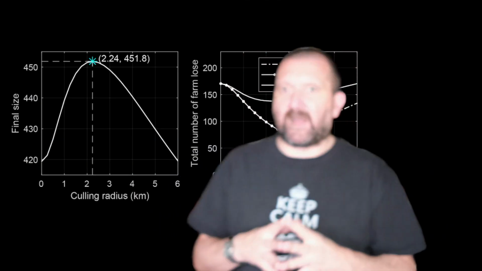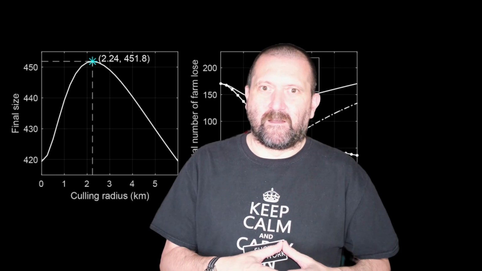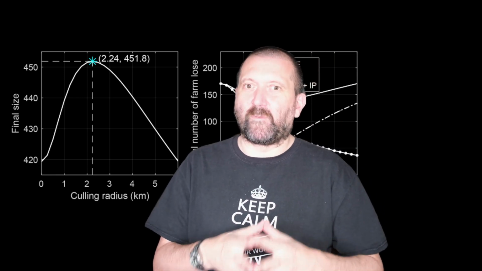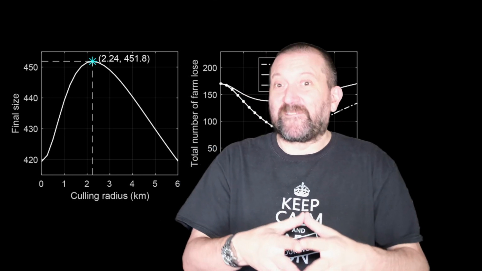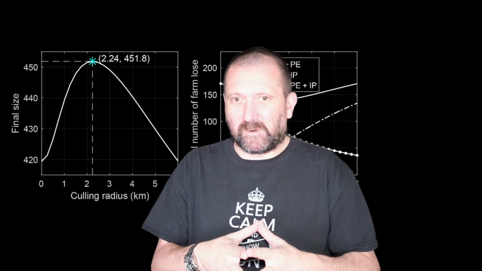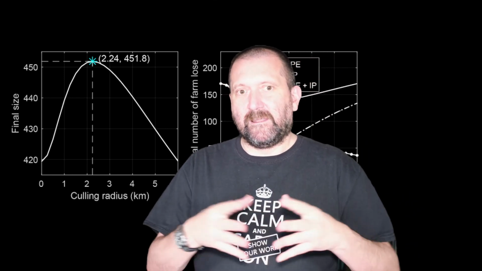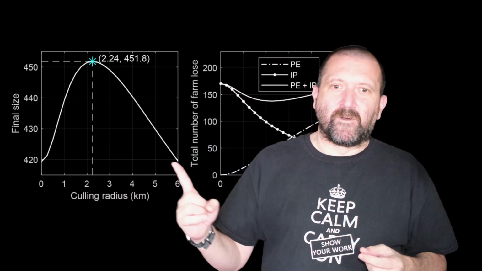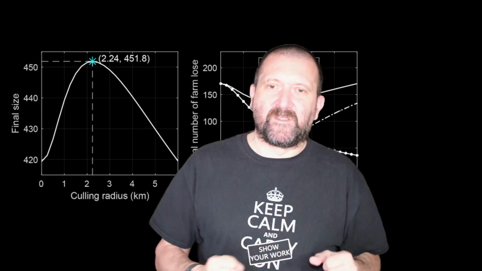Here they're looking at culling radius. So that's an important spatial take on the problem: you can change the radius for which you cull if you detect an infection.